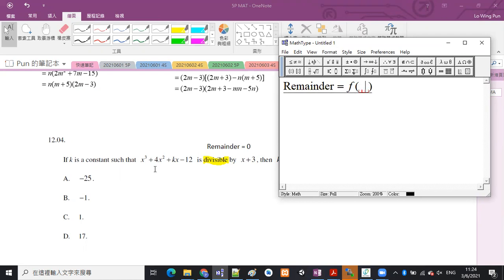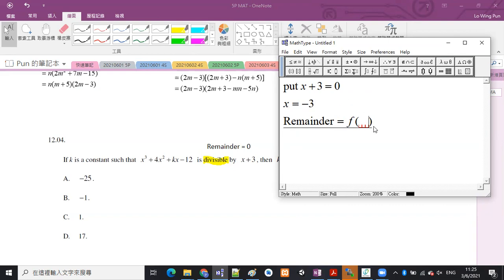Okay. And what is the number that we should put inside this bracket? It depends on this x plus 3. Okay. In a draft, you put x plus 3 equals 0, and then calculate the value of x. So it is very easy. If x plus 3 is equal to 0, what is x? Negative 3. Yes, thank you. Put this to be 0, and then calculate x, and then the answer of x will be the number we need to put into f(x), okay, to calculate the remainder.